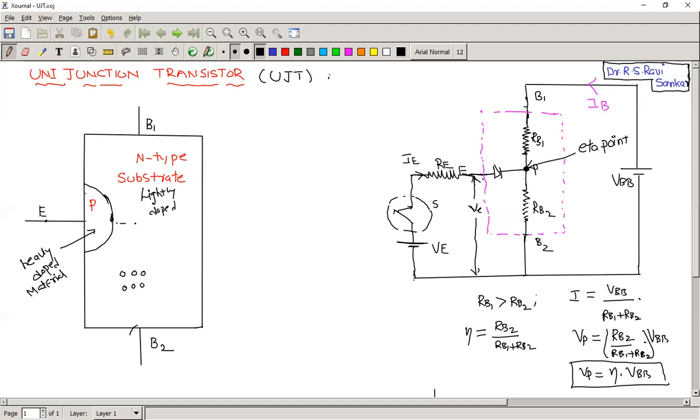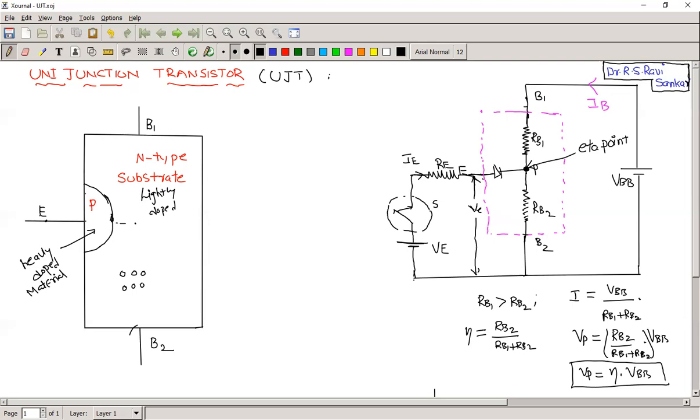Nothing but more charge carriers are there. When more charge carriers are accumulated in this region, the base resistance will decrease. This resistance will decrease because here there are more charge carriers. So one more thing here is that the potential of the point V also will decrease. The potential of V depends upon the RB2. You have seen this is decreasing, so the potential of V also will be decreasing.